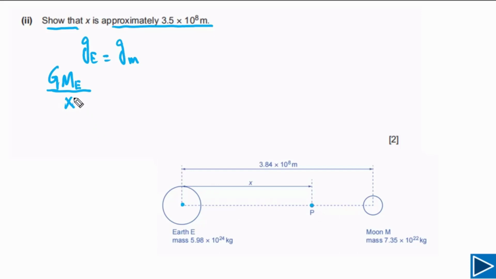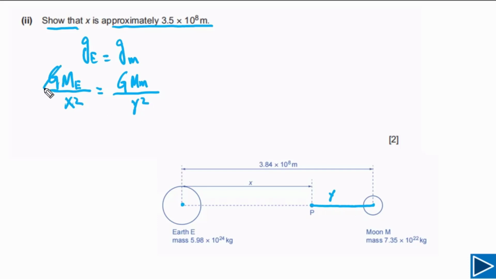And that distance is x squared. So simply we can write down this is x squared. And for the value of g due to the moon at that point, we can also calculate that will be equal to G capital M, and this is M, the mass of the moon, divided by the distance from the center of the moon to the neutral point. Let's say that distance is y. So we can write here this is y squared.